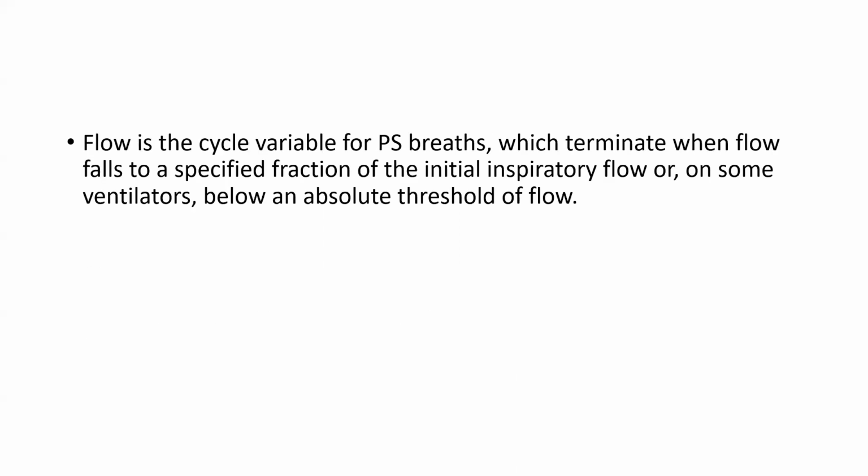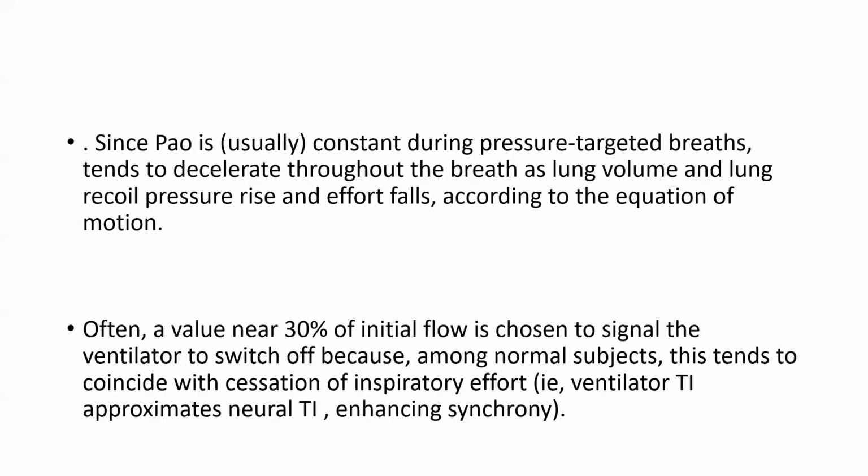Flow is the cycle variable for pressure support breaths, which terminate when the flow falls to a specific fraction of the initial inspiratory flow on some ventilators, or below an absolute threshold of flow. Since the opening pressure is constant during a pressure targeted breath, flow tends to decelerate throughout the breath as the lung volume and lung recoil pressure rise and efforts fall, according to the equation of motion. Often a value near 30% of the initial flow is chosen to signal the ventilator to switch off, because among normal subjects, this tends to coincide with the cessation of the inspiratory effort.